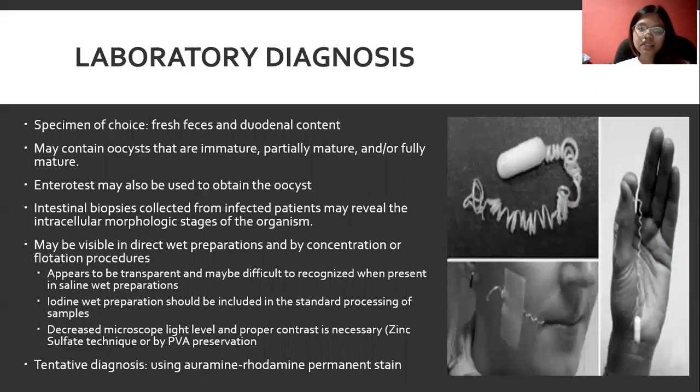Laboratory diagnosis, specimen of choice, fresh feces and duodenal content. So it may contain oocysts that are immature, partially mature, or fully mature oocysts. Enterotest can be also used. So nasa picture po sa slide is an example of enterotest. So ilulunok po ni patient yung capsule. Yan. Then, kaya po siya may tali para hihilahin po afterward.